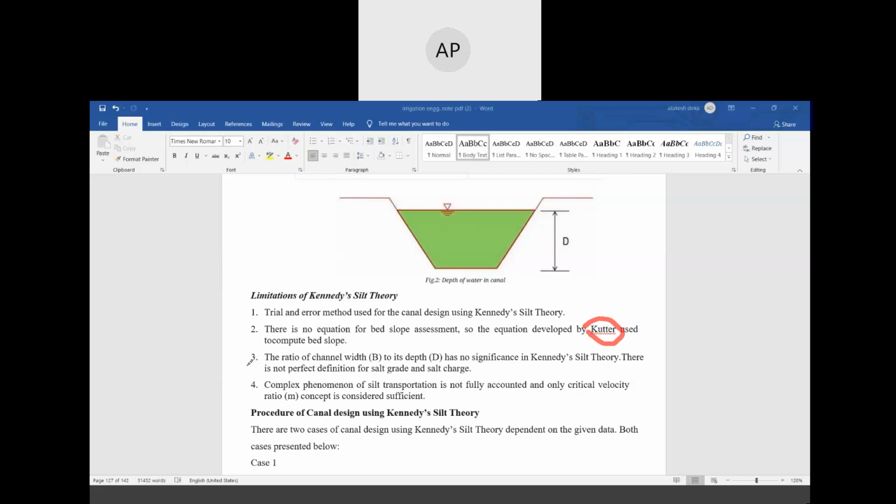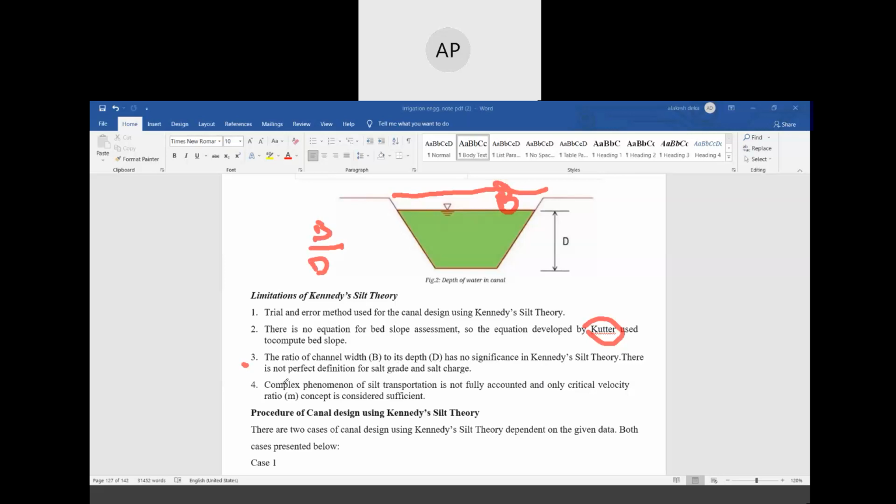Third one is the ratio of channel width, that is B, and depth. The B by D ratio has no significance here. The ratio of channel width to the depth has no significance in Kennedy's silt theory.